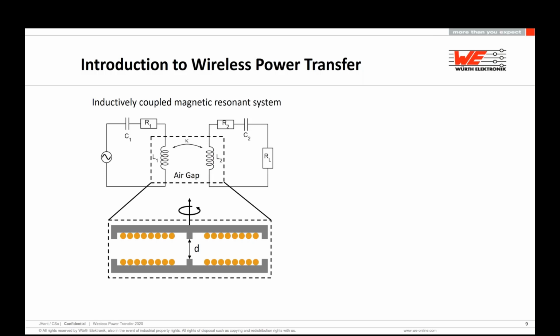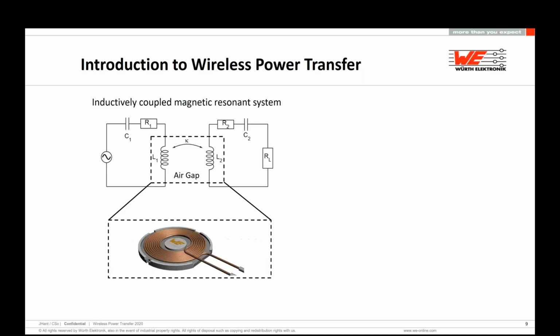In the middle, we have two coils, primary and secondary, or transmitter and receiver coil. They have an air gap and a distance D. A transmitter or receiver coil can transfer energy in the kilohertz range and over a short distance, as we are looking at a closed coupled system.